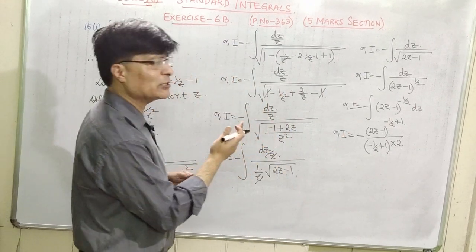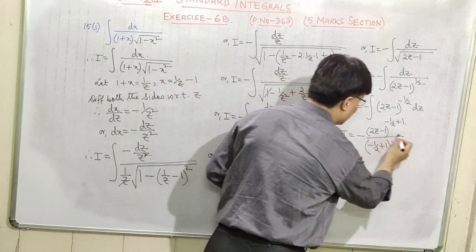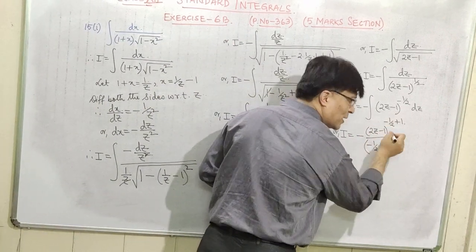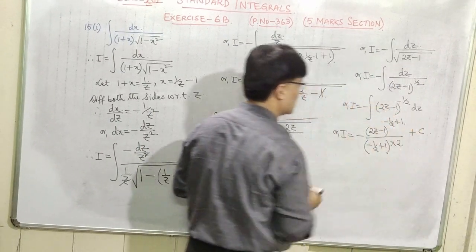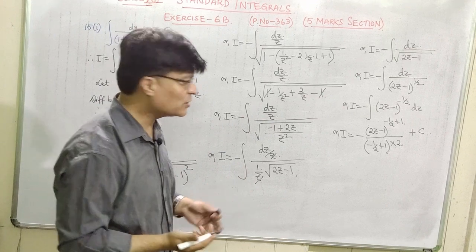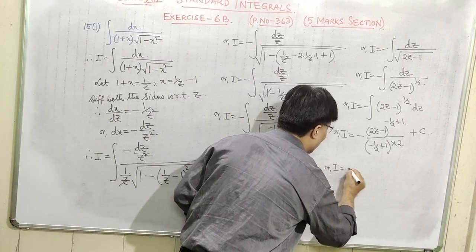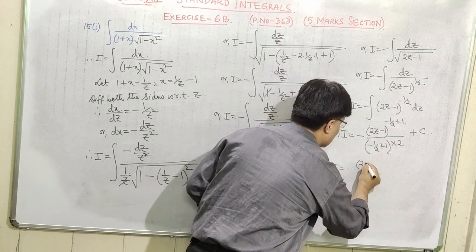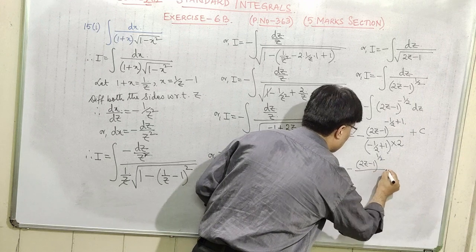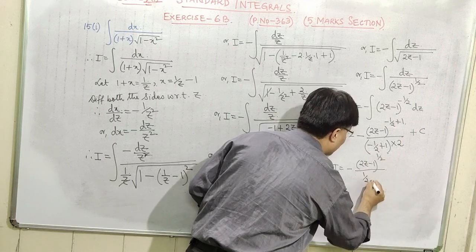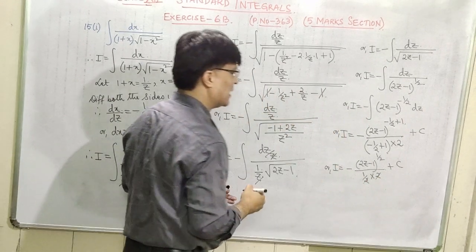In integration it is dividing by the differentiation of 2z minus 1, that is 2. Then what do we write here? Then you have to write plus c. So I think you have understood it. So now I is equal to minus 2z minus 1 whole to the power minus half plus 1 is half, divided by minus half plus 1 is half, into 2, then we write plus c. Here 2 gets cancelled.